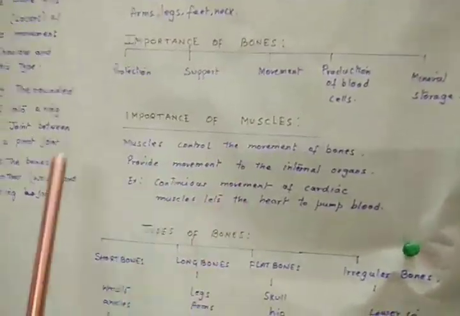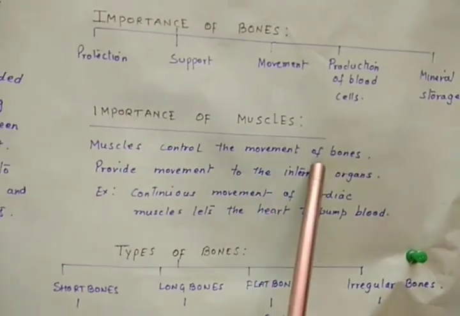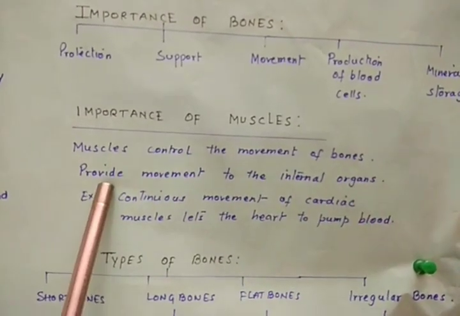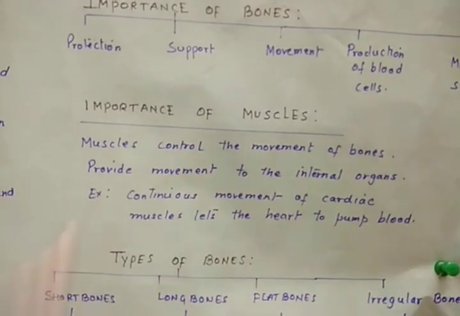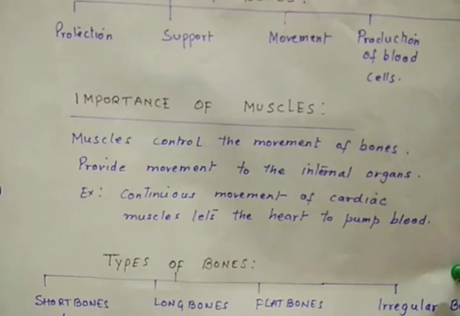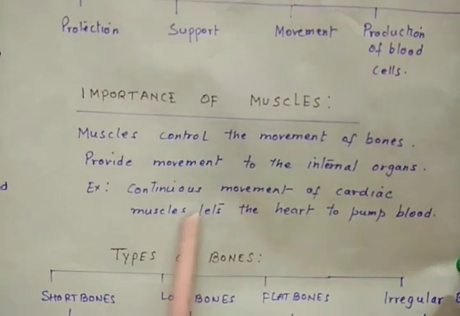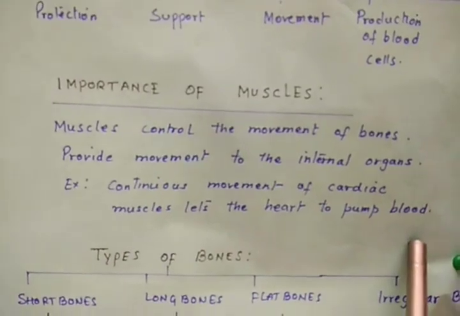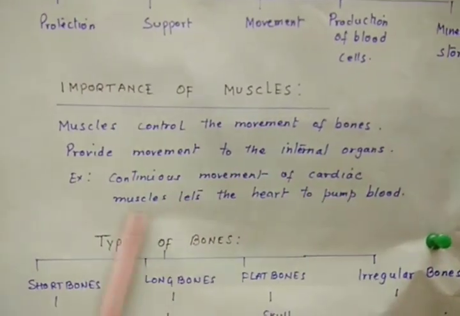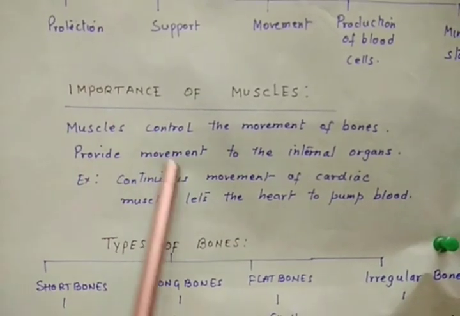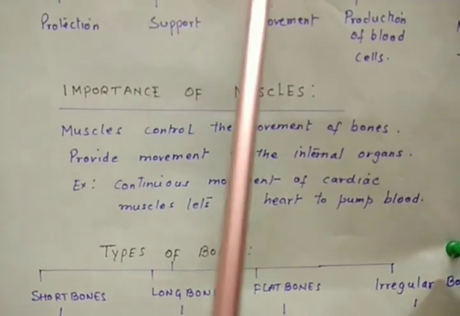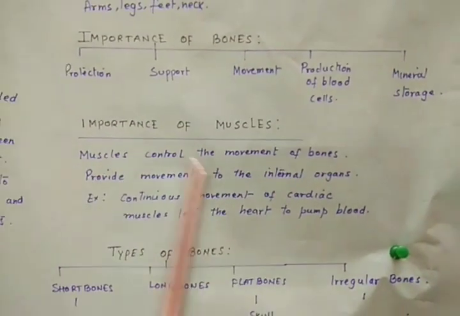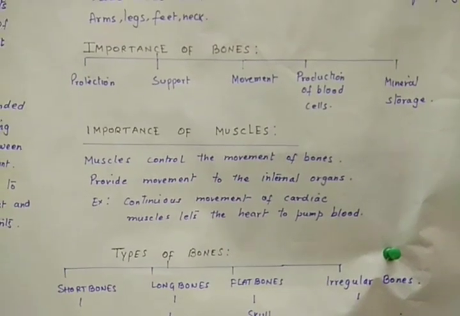Now we talk about the importance of muscles. Why are muscles important? Muscles control the movement of bones. They also provide movement to the internal organs. For example, the continuous movement of cardiac muscles lets the heart pump blood. So this is one example mentioned here. It is very important that we give importance to our muscles also, like bones, because of this reason in our body system.